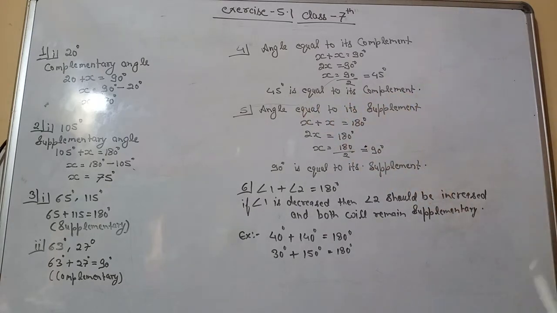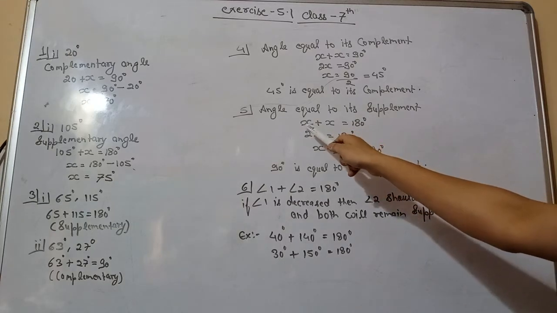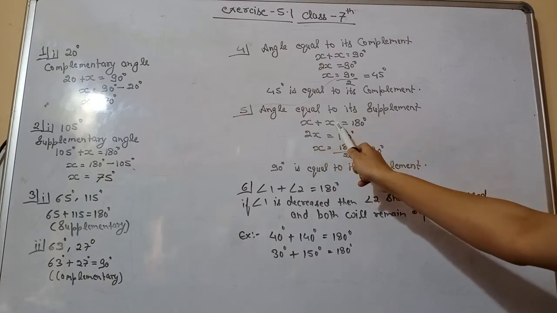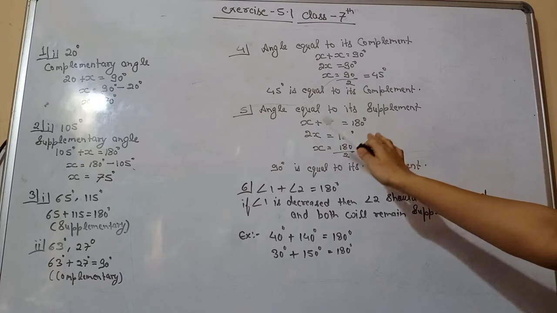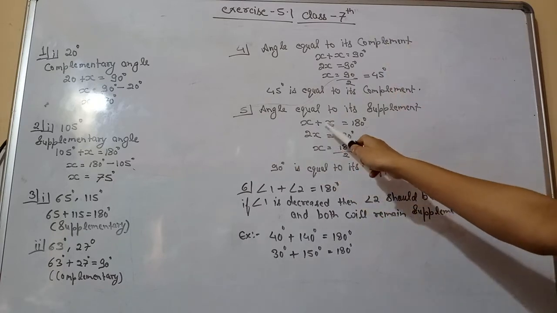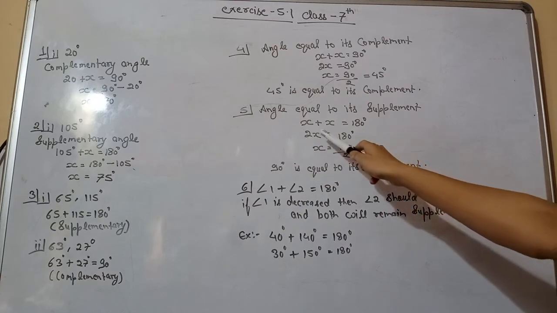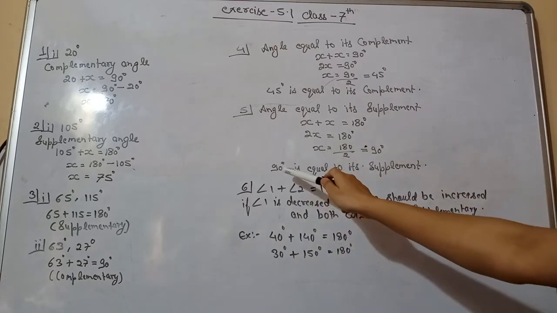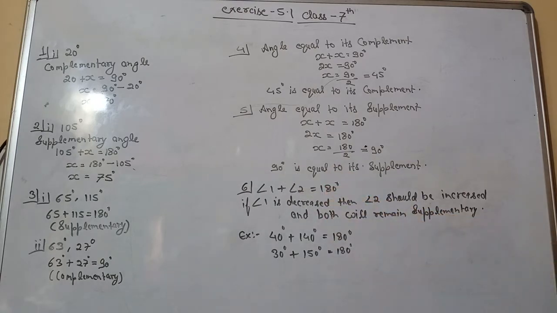Now question number 5. Find the angle which is equal to its supplement. Let us take that angle as x. We know that the sum of two angles, one equal to its supplement, when added together gives us 180 in case of supplementary angles. So x plus x, 2x, equals 180. Transposing, 180 divided by 2 gives us 90. So here we can see 90 degrees is the angle which is equal to its supplement. Okay.